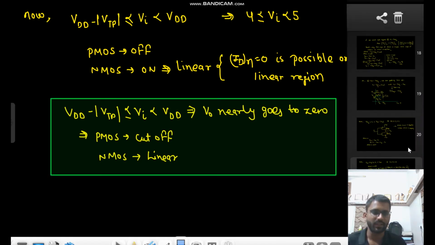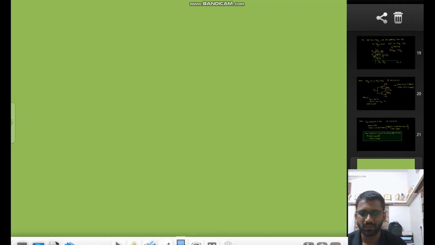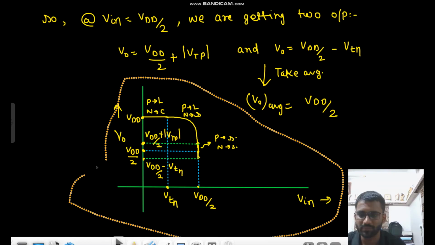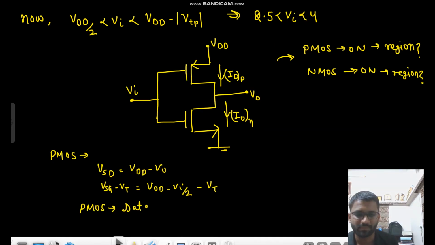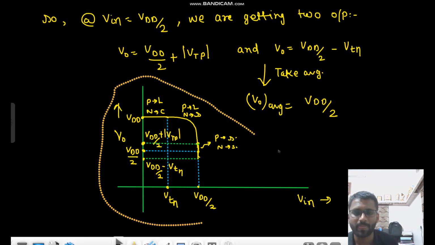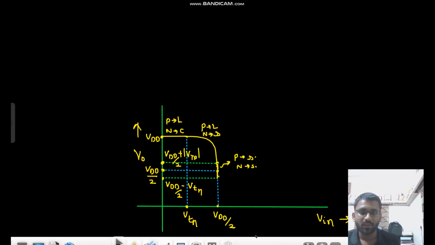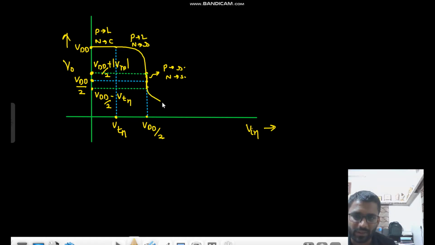Now we will draw the transfer characteristics. Complete transfer characteristics we will draw now. So from this curve we can pick it up. This is not that straightforward analysis. So now drawing the complete characteristics.